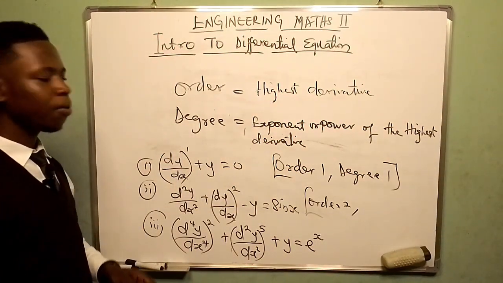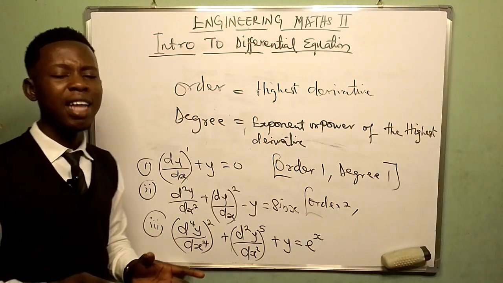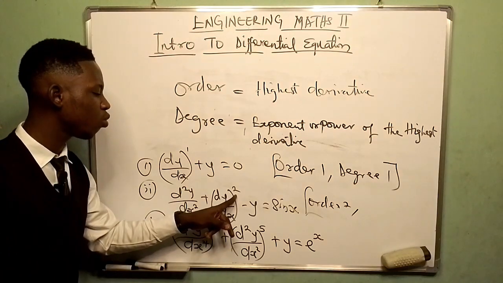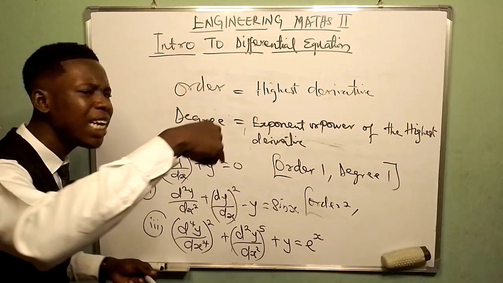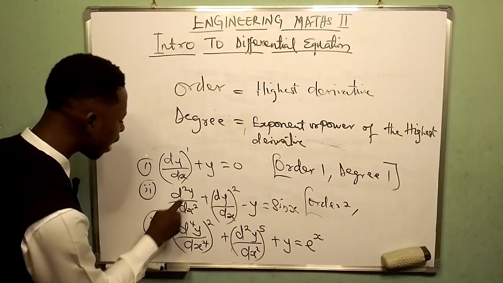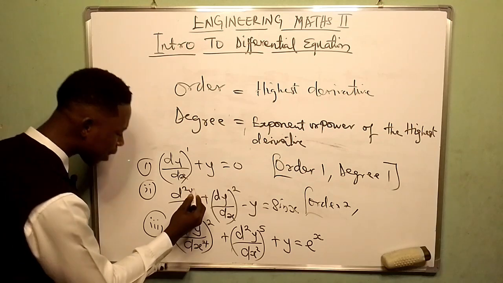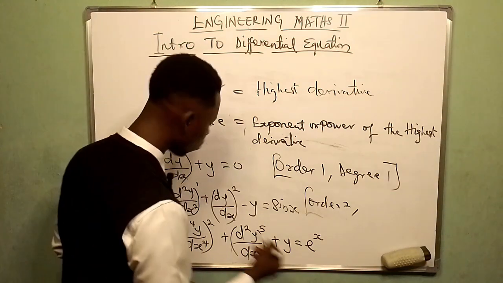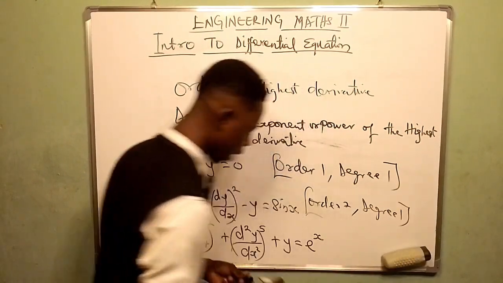Now, what is the degree? We are looking at the exponent or the power of the highest derivative. Now, some of you will come and say that the degree is 2. No, it is not 2. It is 1, because we are looking at the degree of where we found our order. Now we found our order at d square y over dx square. So at that particular point, we will also find our degree, and our degree is also 1. So we'll have our degree here to be 1.